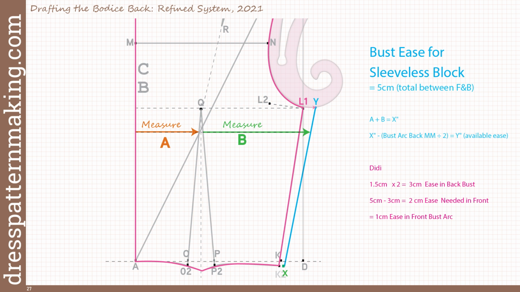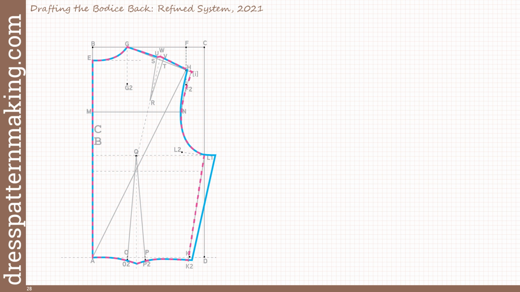We want about 5 centimeters ease in the bust, but that is between the front and the back. In Dee Dee's case, after measuring and adding up A and B, then minusing her back bust arc, there is about 1.5 centimeters ease for the half block. That means 3 centimeters ease total in the back, so we'll check when drafting the front if we end up with 2 centimeters total ease there, which would mean 1 centimeter for the half front.